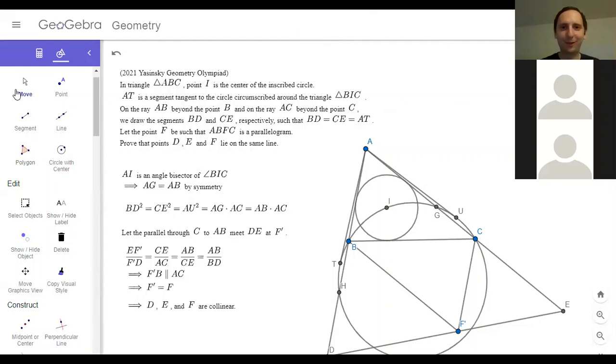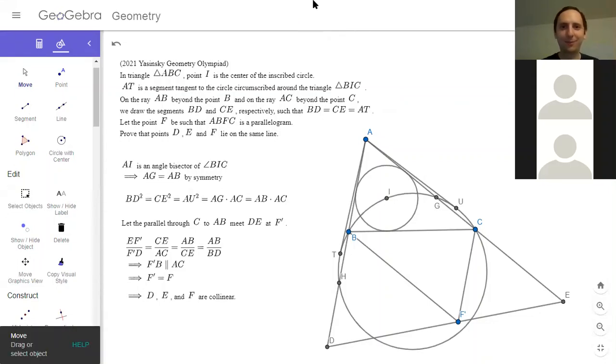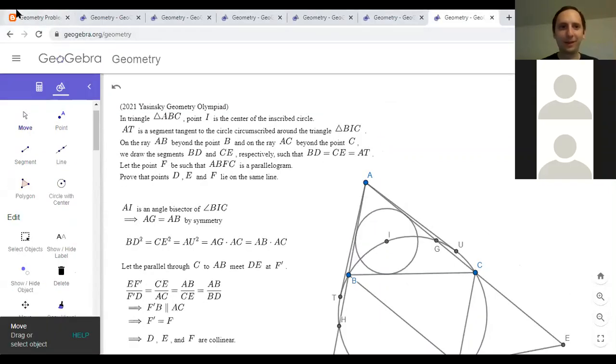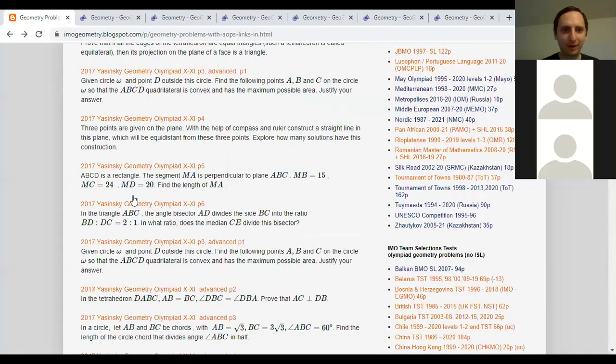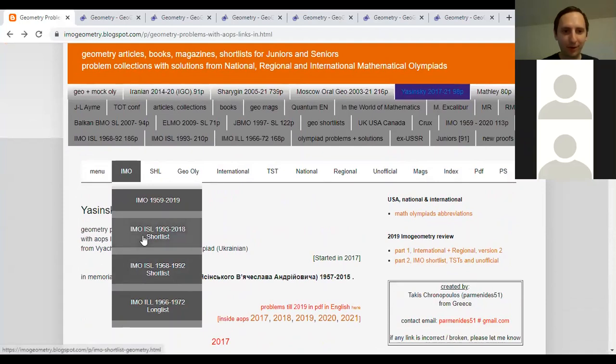Take a look at the IMO shortlist, because this is a little bit easy. So let's see what IMO shortlist problems there are. I'll do the more recent ones, so 1959 to 2019.